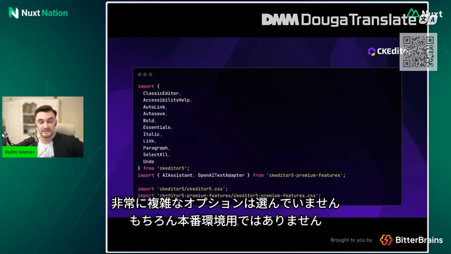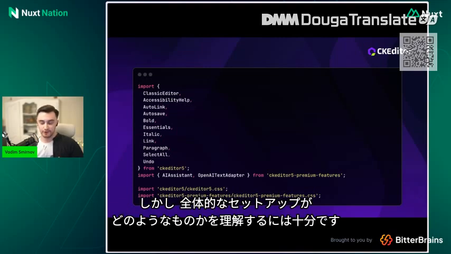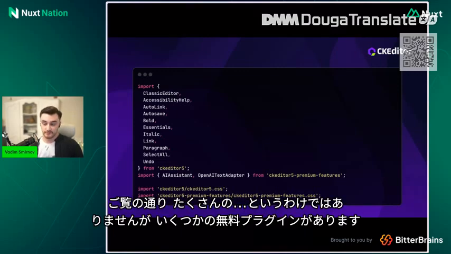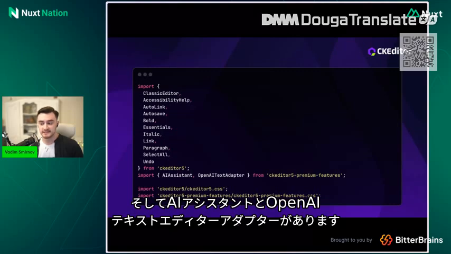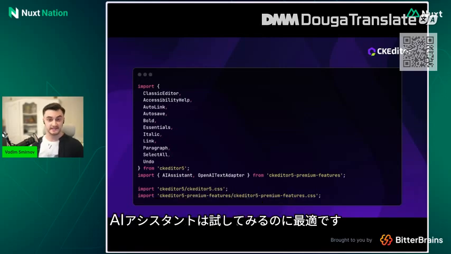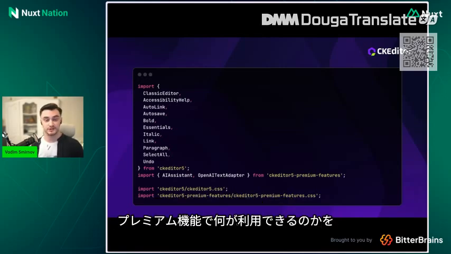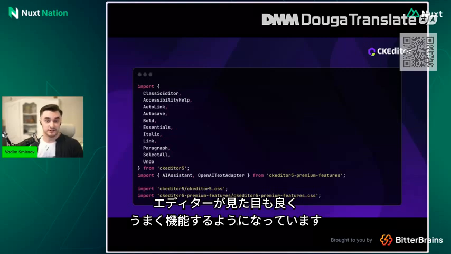Next, you get some imports. I didn't pick a very complex option. Obviously, the production-ready setups have a lot more plugins, but this is enough for you to understand how the overall setup can look. You can see a bunch of free plugins like Autolink, Bold, Essentials, Italic, and stuff like that, and AI Assistant and OpenAI Text Adapter. This is a part of our premium ecosystem, and AI Assistant is a great thing to test if you want to get a sense of what is available with the premium features, and obviously some styling so the editor looks good and functions as well.